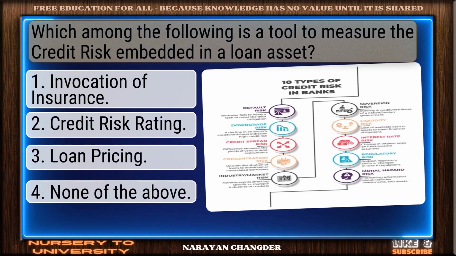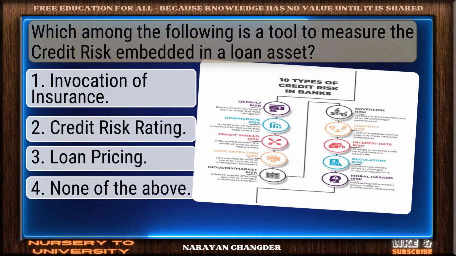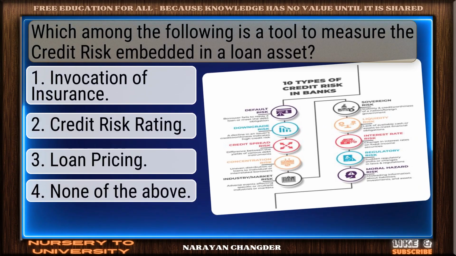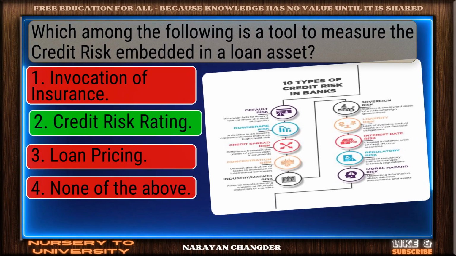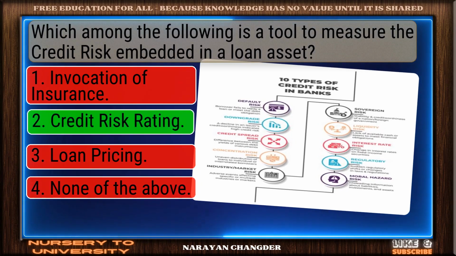Which among the following is a tool to measure the credit risk embedded in a loan asset? Excellent. Credit risk rating is a brilliant choice.